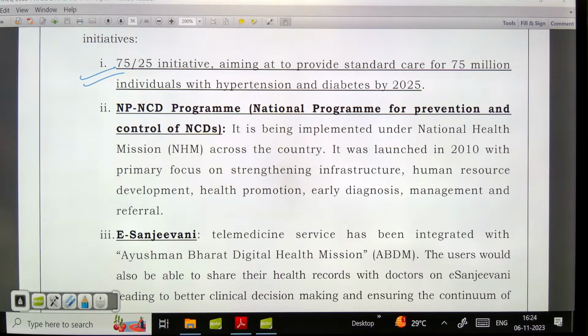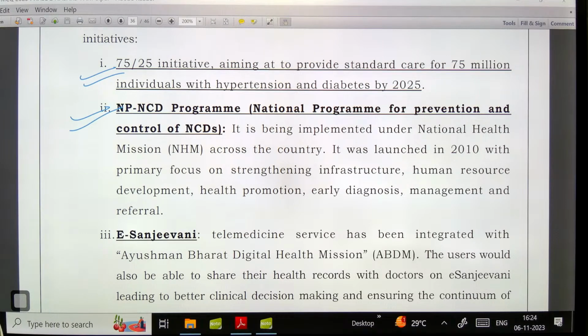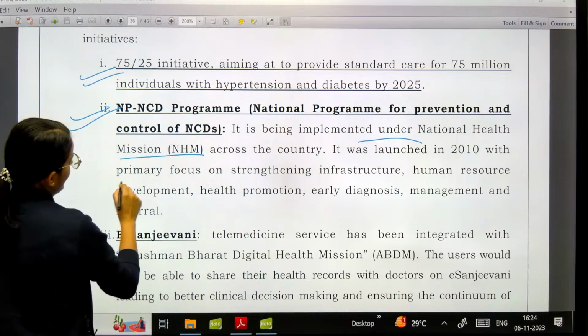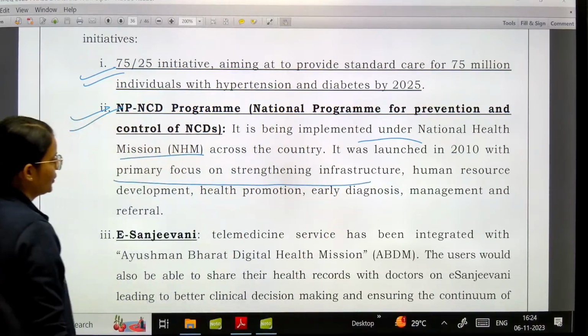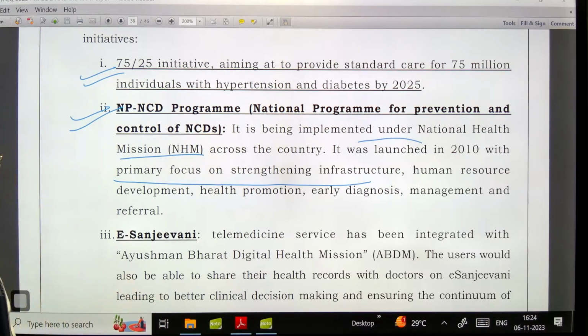75-25 initiative that I have already explained. Now NP-NCD program that was launched in 2010 under National Health Mission, okay, and primary focus on strengthening the infrastructure, human resource development, health promotion, early diagnosis and management and referral, okay.